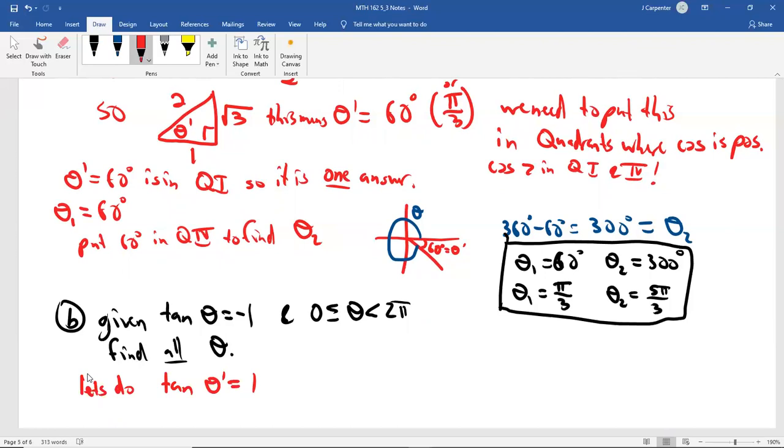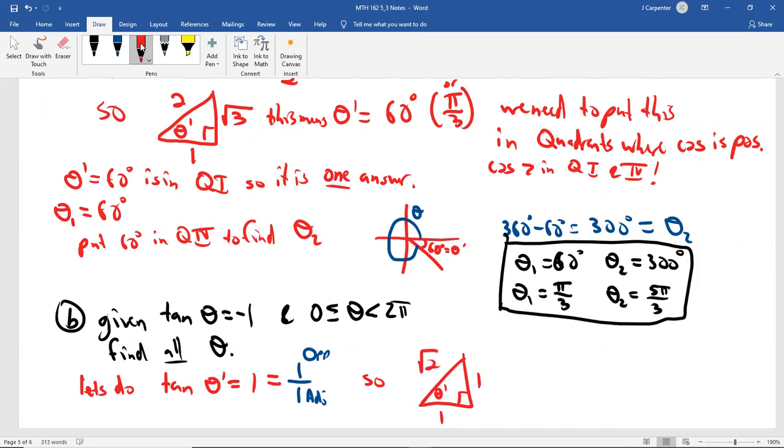Now tangent, that's TOA, it's opposite over adjacent. Now this 1, you might actually want to write out as 1 over 1. It's usually a good idea to write out those right-hand sides of trig functions as a ratio because all trig functions are ratios of 2 sides of a right triangle. This tangent is the opposite over the adjacent. So now we can tell that this one is the opposite and this one is the adjacent. So that means we're drawing up the reference triangle with theta prime here. The opposite's 1, the adjacent's 1.